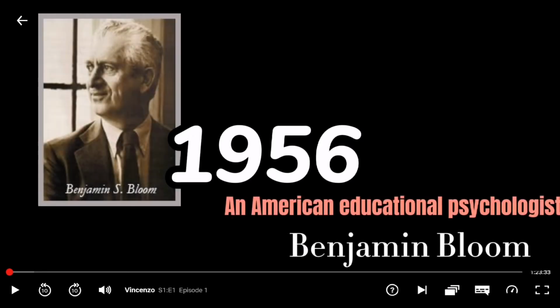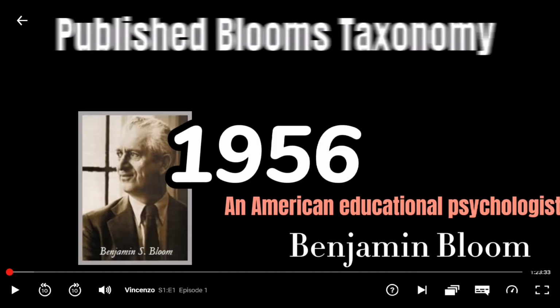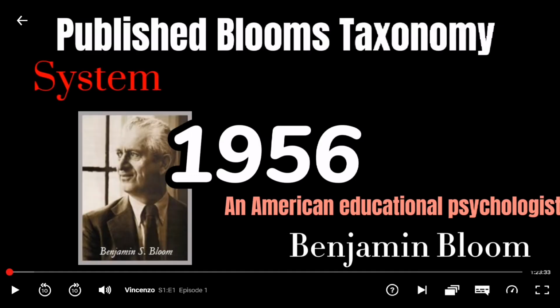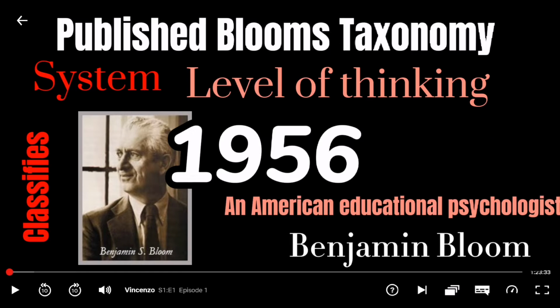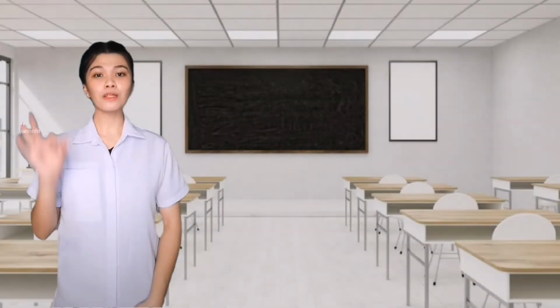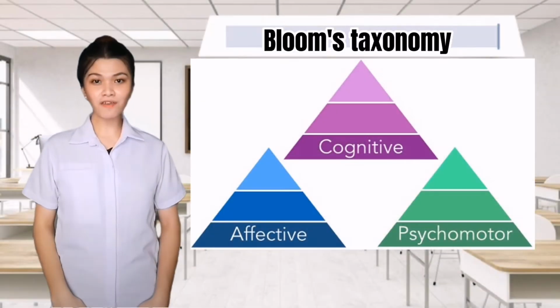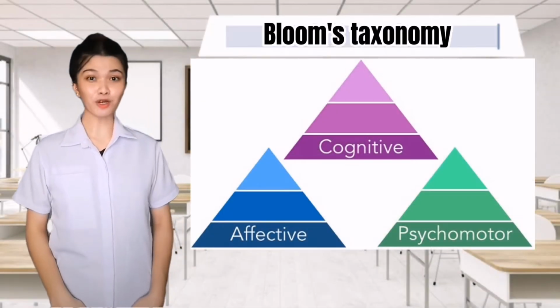Educational psychologists, together with his team of educational psychologists, published Bloom's Taxonomy. It is the system that classifies the level of thinking and understanding for learning. This system was created to promote higher level of thinking. It is composed of three domains: the cognitive, affective, and the psychomotor.